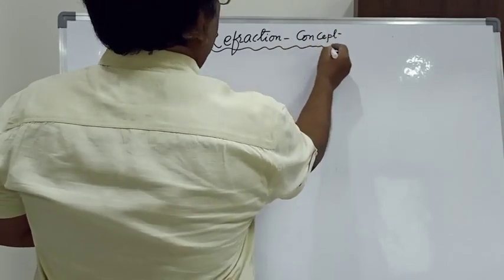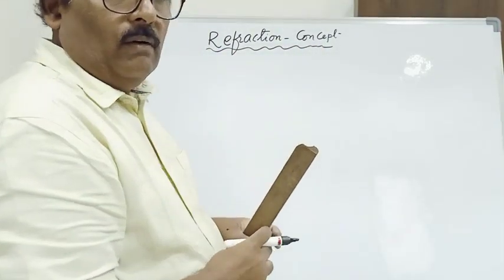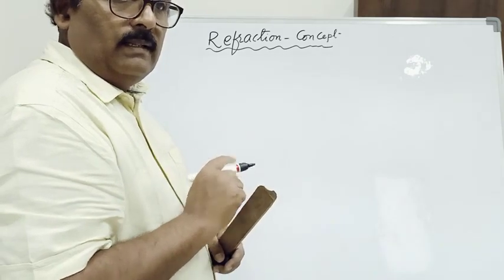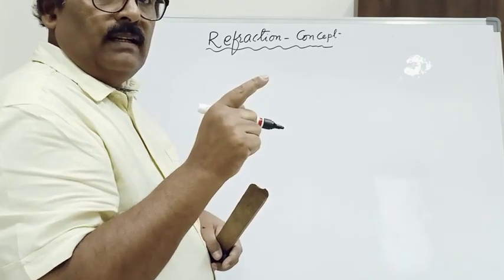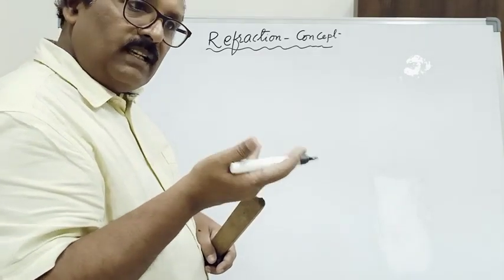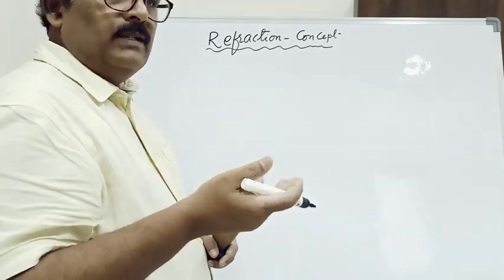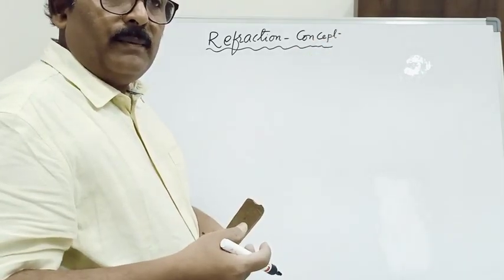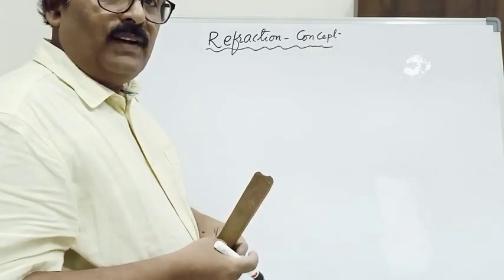Refraction concept. Earlier we studied the reflection concept. The light is reflected in the same medium when it is incident on a reflector like a mirror. So most of the light is bounced back into the same medium. That phenomenon is called reflection.